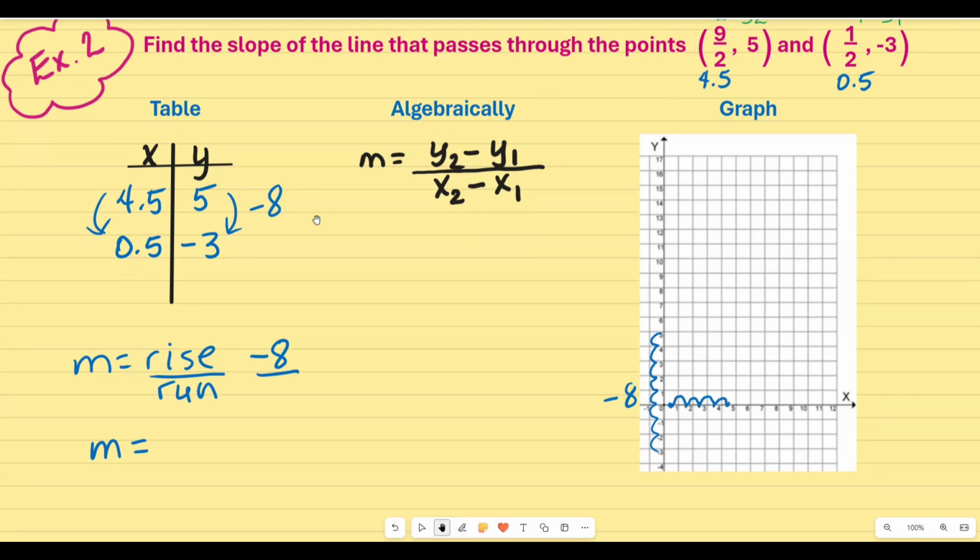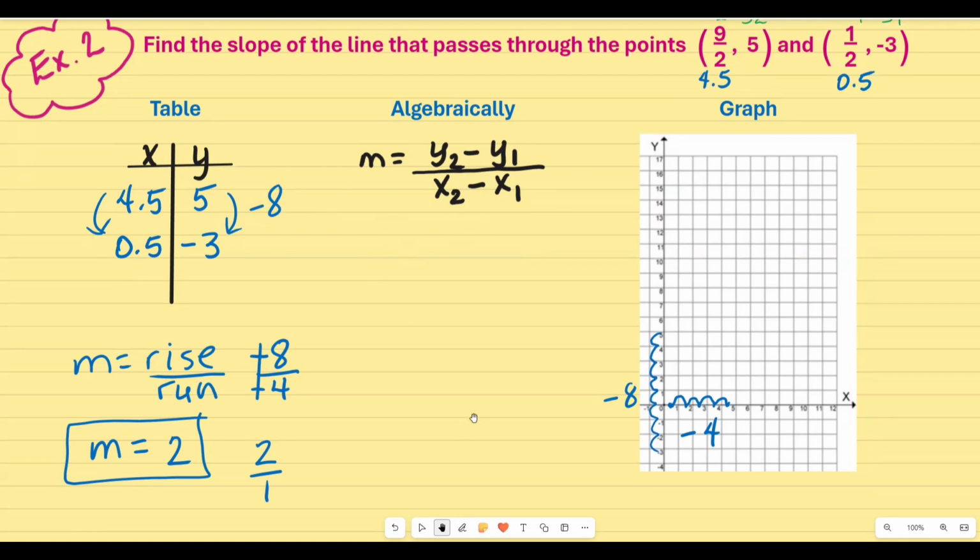So I went to the left. So that means it's a negative, and I went over 4. So -4. So I know that a negative divided by a negative turns into a positive. And so 8 divided by 4 is simply 2. This is my slope. Now, if you're asked to put it in fraction form, then your slope will be 2/1.